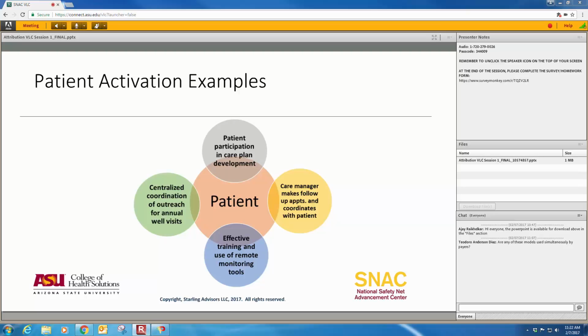Another example would be a care manager making follow-up appointments on the spot with a patient and then helping to coordinate or navigate that patient to make sure that they keep those. And many of you, I'm sure, have programs like this to assist patients in navigating what can be a very intimidating and sometimes confusing healthcare landscape.